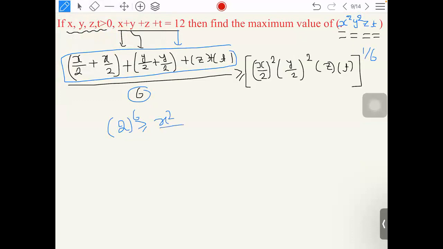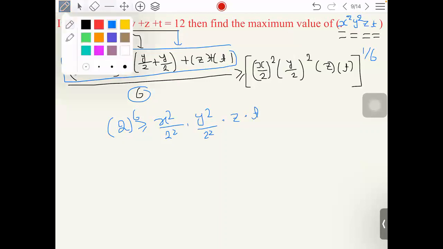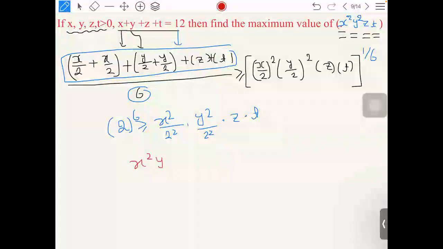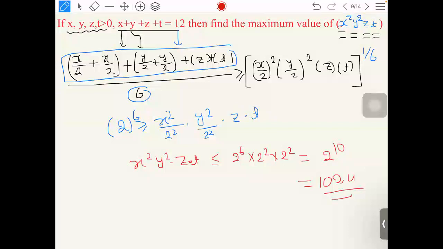And then x square by 2 square, y square by 2 square, into z into t. Or we can write it as x square y square z into t. This one is less than or equal to 2 to the power 6 into 2 square into 2 square, which is 2 to the power 10 or 1024. So the correct answer is 1024. Very good. Aditya and Dhruv, both of you gave the correct answer.